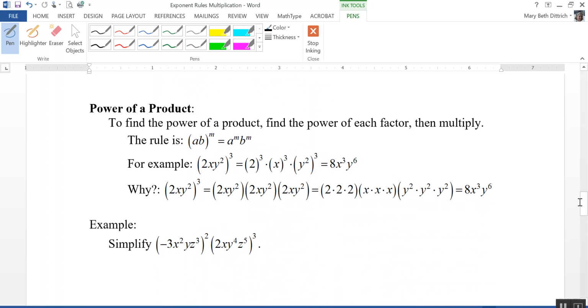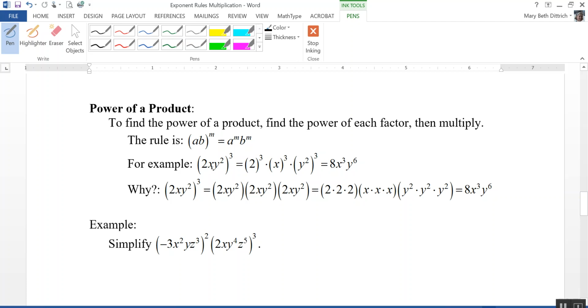Our next property is the power of a product. To find the power of a product, we want to find the power of each factor and then multiply. The rule says the product a times b raised to the power of m is the same as a raised to the power of m and b raised to the power of m.